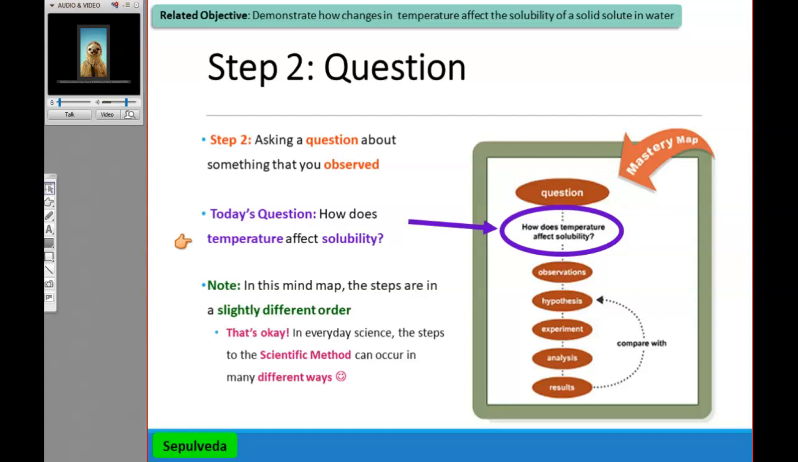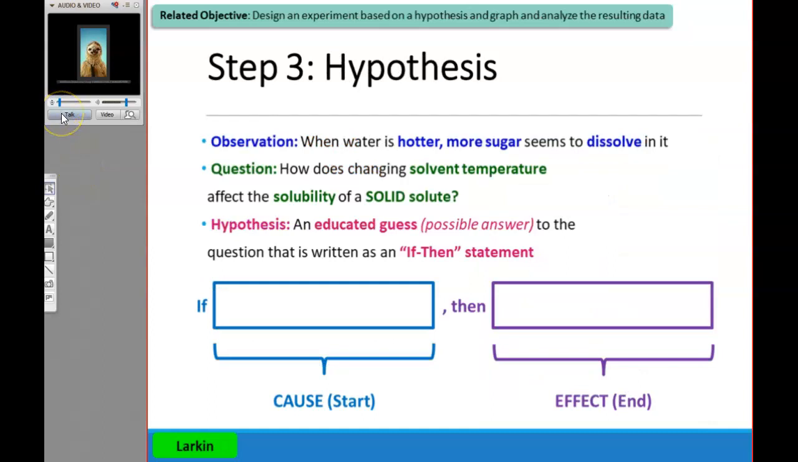We need to note that obviously, yes, I understand that this mind map here does take it into a different kind of order, but it doesn't matter as long as you're using the scientific method, and the scientific method can be changed in whatever situation, okay? But what is important here is that the question is, how does temperature affect solubility? And that's where we're going to pull that information from what we observed. All right, now we're going to go to step 3, which is our hypothesis, our educated guess.